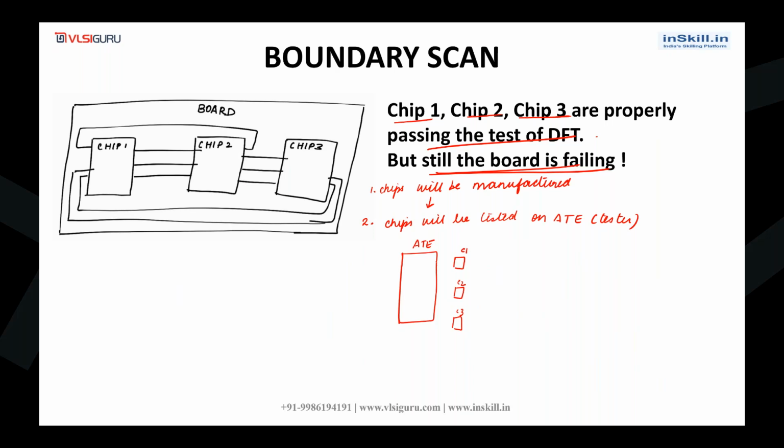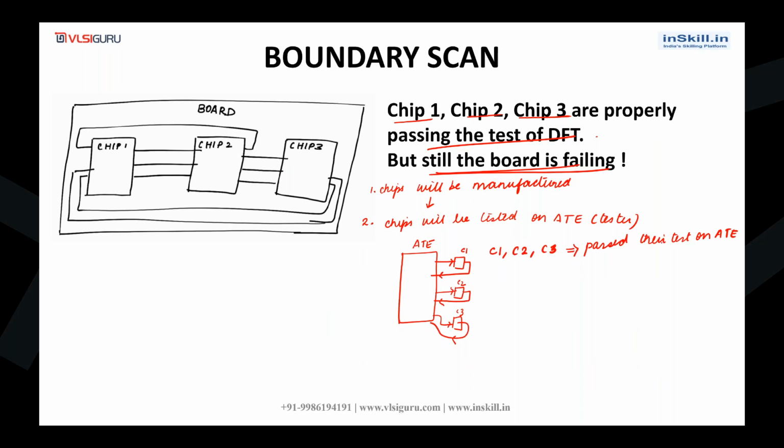Input of the chip will be coming from the ATE. Output of the chip will be going back again to the ATE. Same way in all these three chips. Chip 1, chip 2, chip 3 have passed their test on ATE.